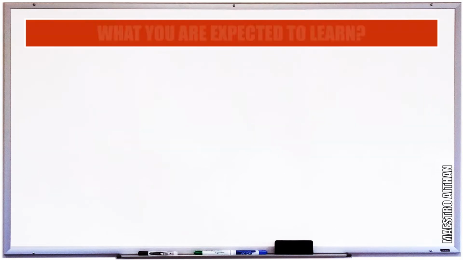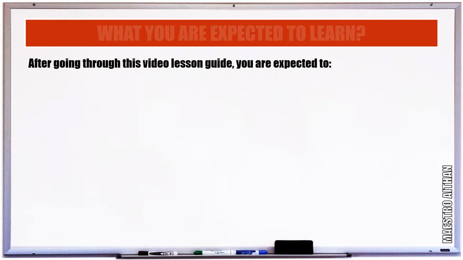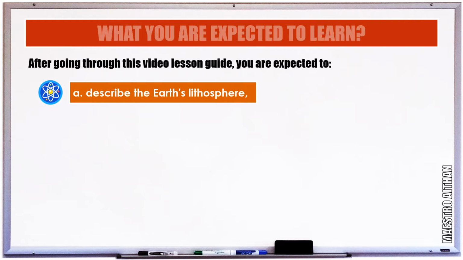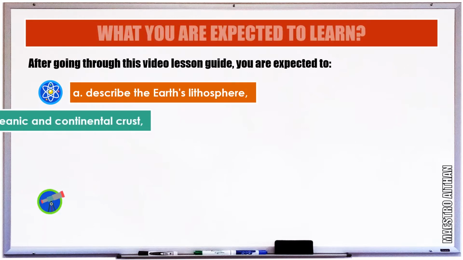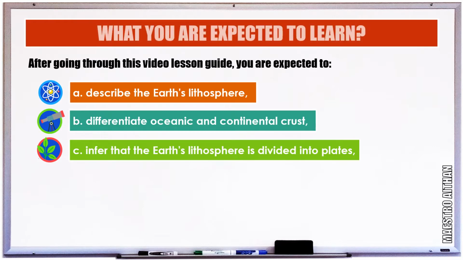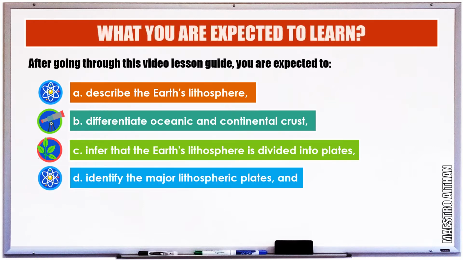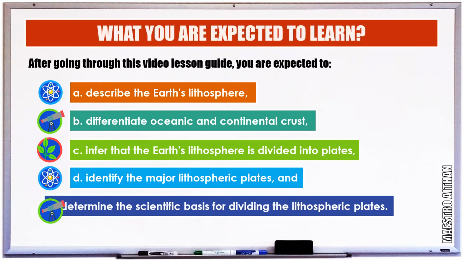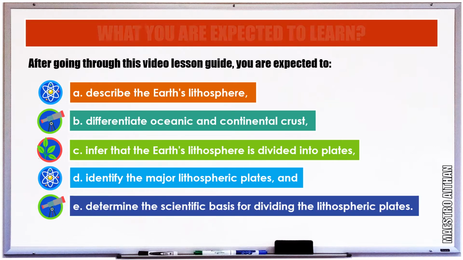What you are expected to learn. After going through this video lesson guide, you are expected to: A. Describe the Earth's lithosphere. B. Differentiate oceanic and continental crust. C. Infer that the Earth's lithosphere is divided into plates. D. Identify the major lithospheric plates. And E. Determine the scientific basis for dividing the lithospheric plates.